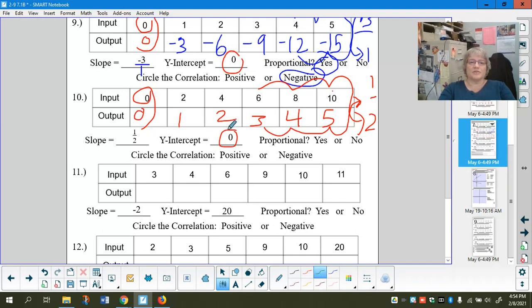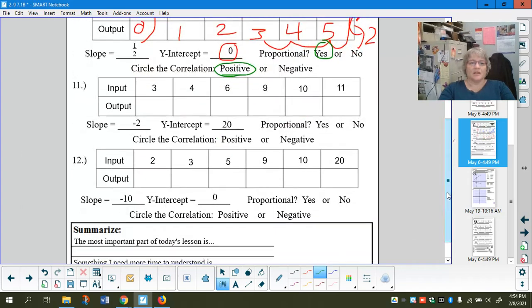Proportional, 0, 0, steady rate. Yep. Correlation, positive slope. Numbers going up, that's positive. 11.